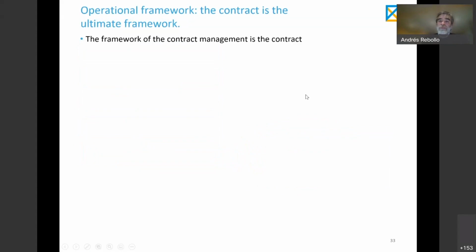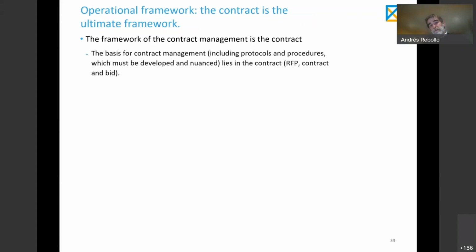So the framework for contract management is the contract, okay? It looks obvious, no? But it's very relevant to think about this so we understand to what extent contract management needs to be incorporated into the contract design from the outset. So the basis for contract management, procedures, protocols, etc., lies in the contract. In the contract in the wide sense, I mean, in the contract itself, but also in the bid of the winner bidder, which will be annexed to the contract, and in the request for proposal elements, because it's going to be also part of the contract.